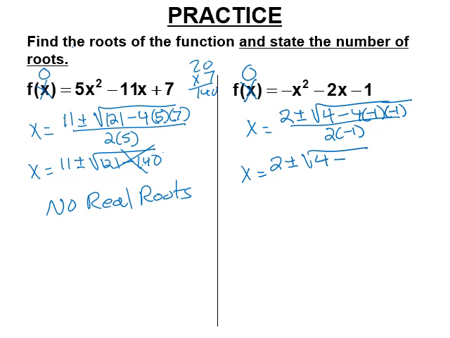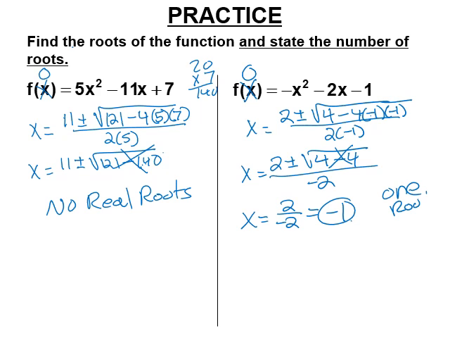4 times -1, -4, times another -1, +4. So this is 4 minus 4. Oh, look at that. This turns into 0. So we have x equals 2 over -2, right? Which means there is one root, and it's at -1. So this, notice it's upside down, and it must hit right there at -1, 0, the one root it has. Once you get a 0 in there, you have one root. Once you get a negative number, you have no roots.